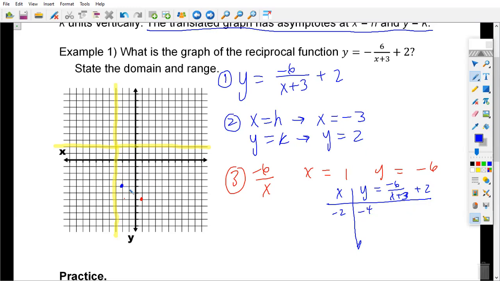Okay, so you have two ways of doing this. You can think of it as its own table, or you can think of it from the reciprocal and move those points of the reciprocal.